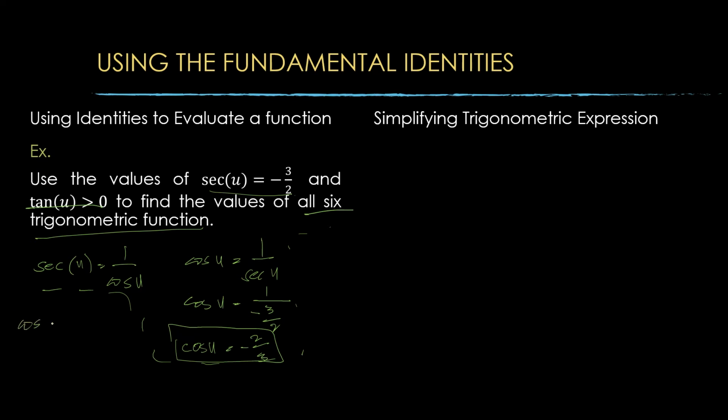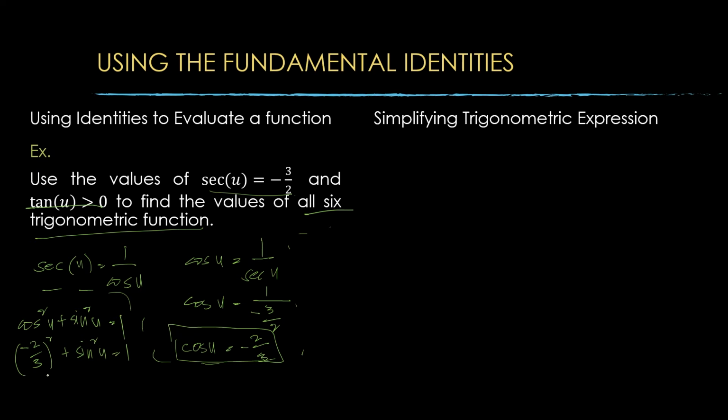Remember this equation, cosine of u squared plus sine of u squared is equal to 1. Remember that one for our Pythagorean identity. It's very useful. Since we now have the value of our cosine of u, we just substitute that into this equation. That will become 2/3 squared plus sine of u squared, that is equal to 1.